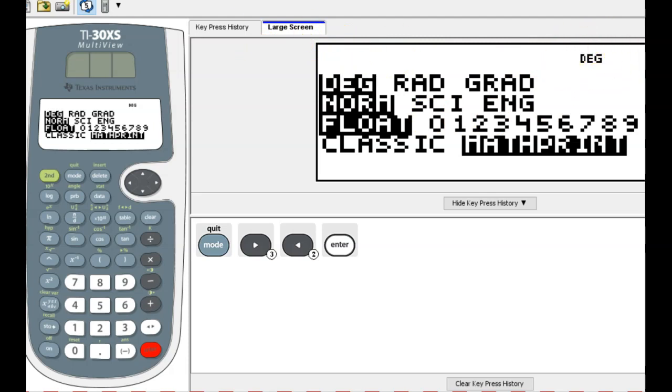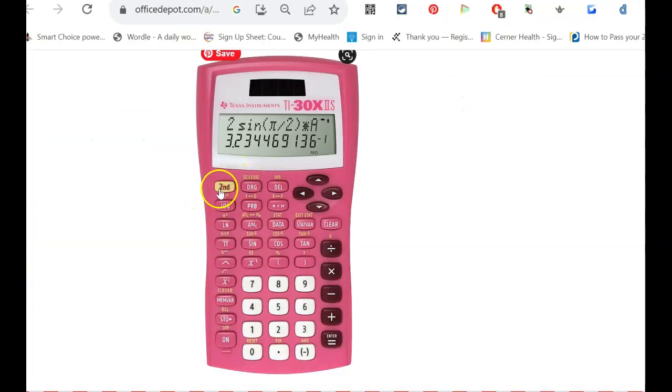And now we're going to take a look at the screen for the TI-30X2. Okay, this one is super easy to change. You see this little button, DRG? You hit that, and it's going to have degrees, radians, and gradians. You hit that, and then you arrow over. Typically its default setting is degrees.